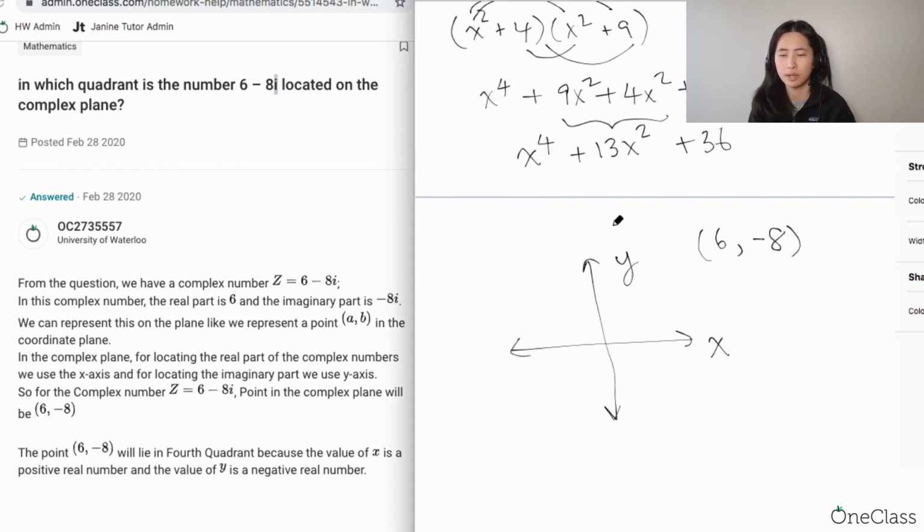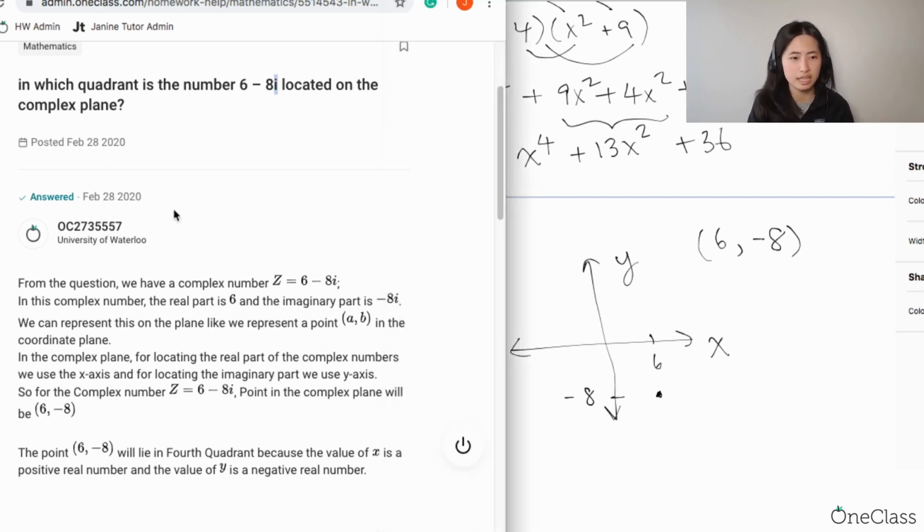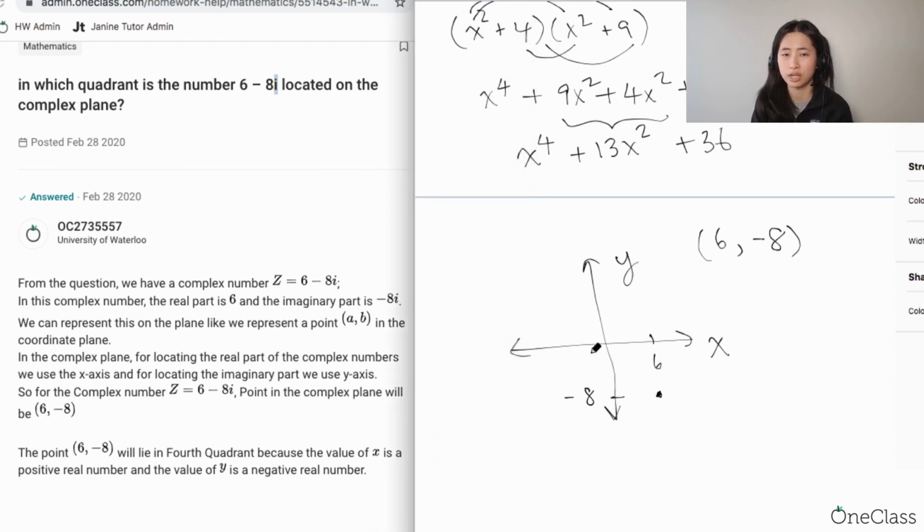Typically when we're learning this back in middle school, if we look at coordinates, this means your x is going to be 6 and your y is going to be negative 8. All we have to do is plot that over here. As you can see, in which quadrant is the number 6 minus 8i located on the complex plane? It's going to be found in quadrant 4. It's as simple as that. All you have to do is extract.